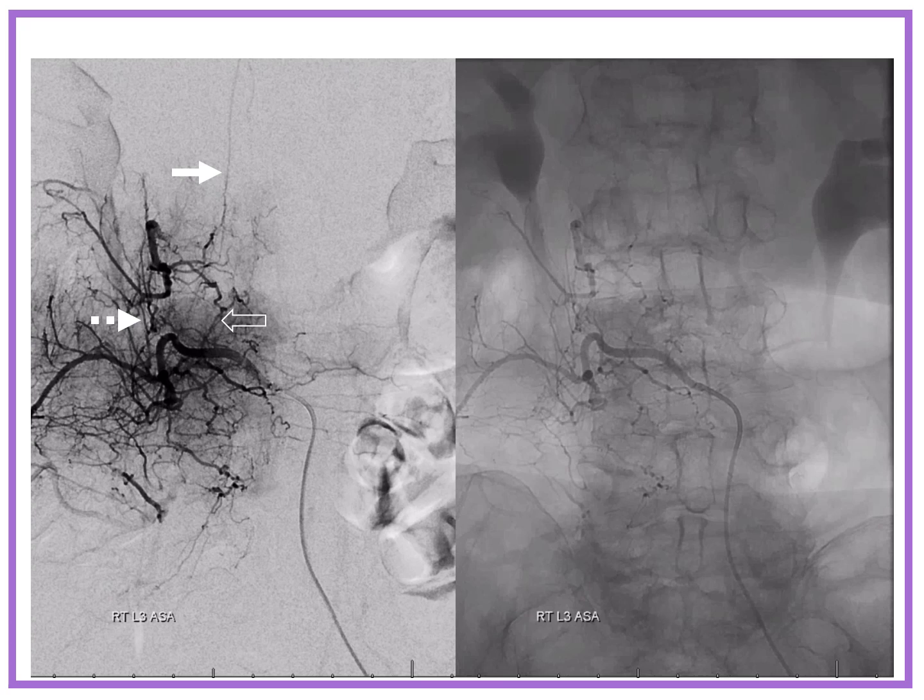Right L2 is opacified by the pre-transverse network, which is the lateral aspect of the vertebral body. That's the dashed white arrow. And there's also this prevertebral anastomosis, as we call it. That's the open white arrow right there. That's in front of the vertebral body.